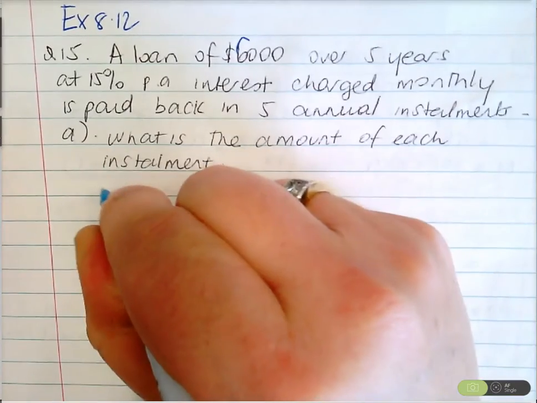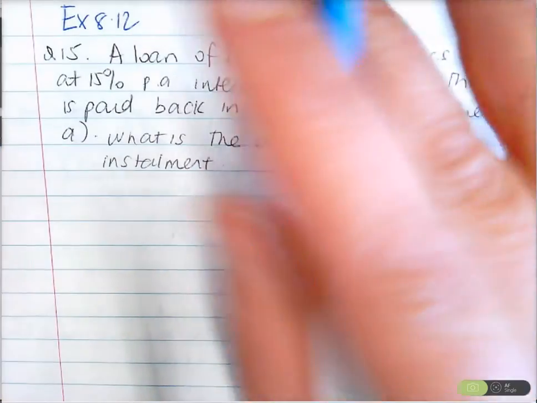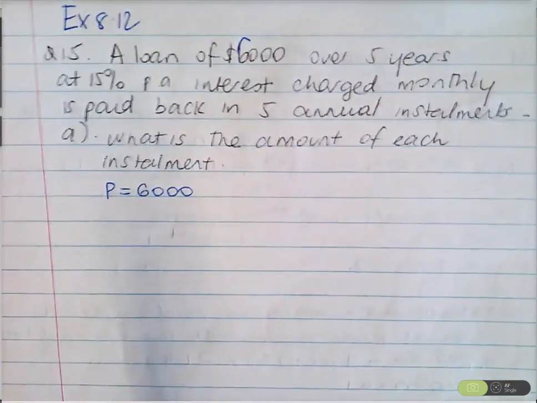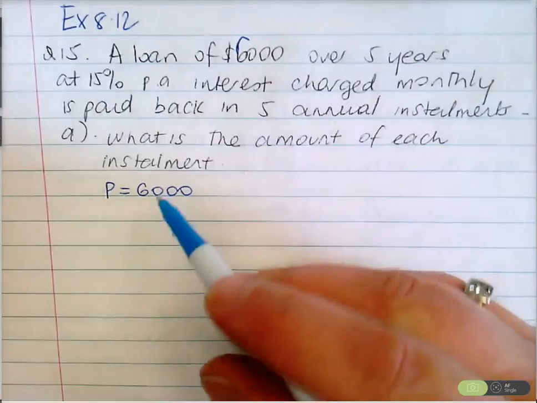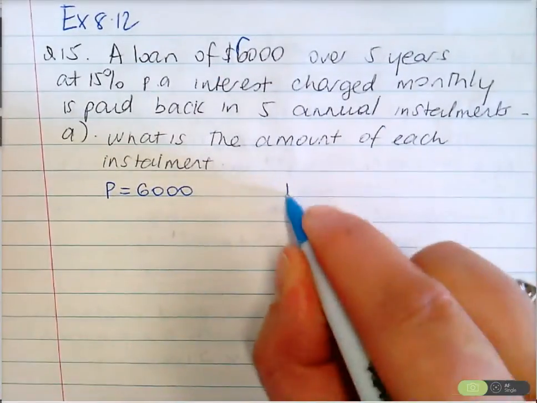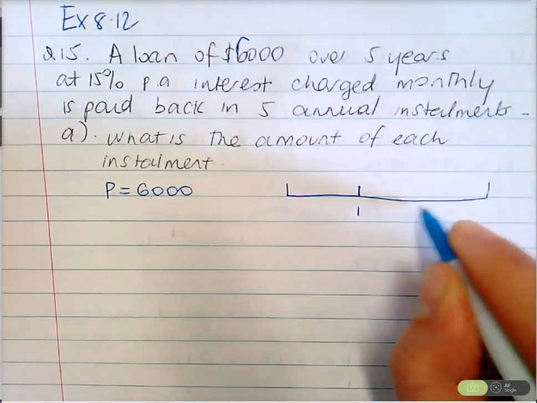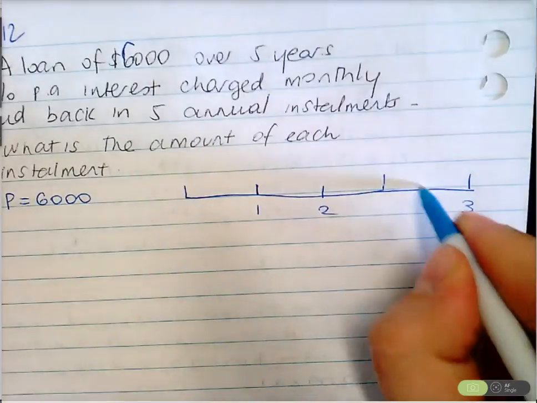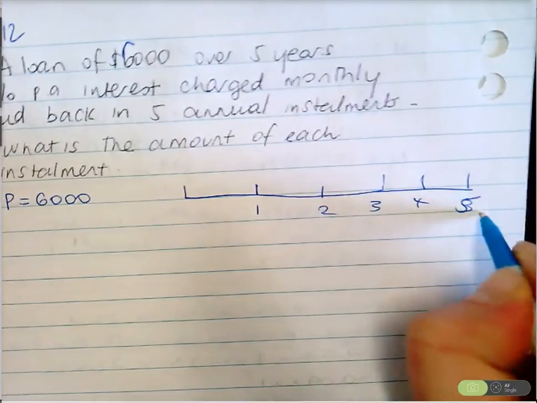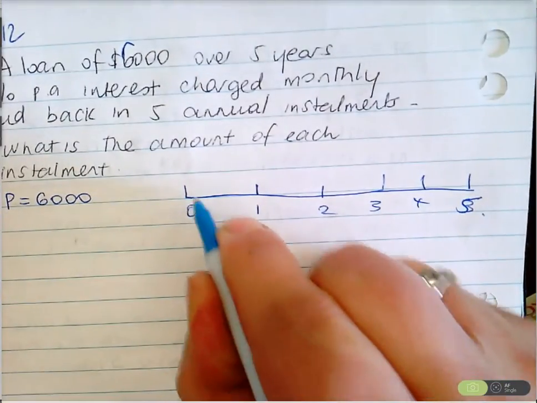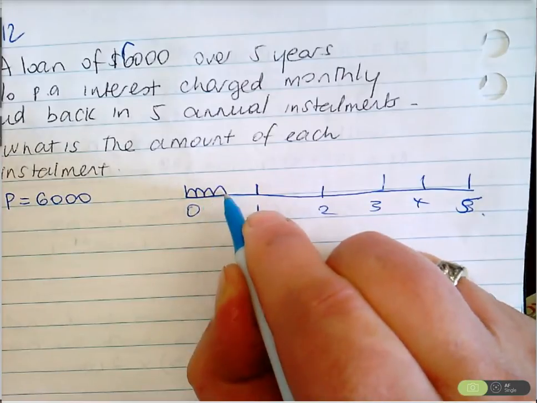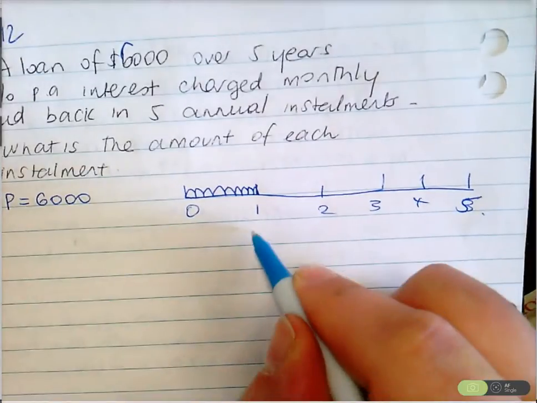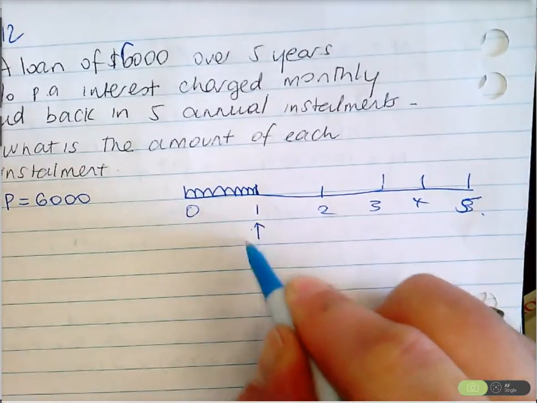So what's going to happen is that you've got your principal of $6,000. Okay girls, so we've got the first year and the second year, etc., all the way up to 5 years. Okay, so 3, 4, 5 years. But the problem is, in this first year, interest is added on at the end of each month. Do you get what I'm trying to say? And then that first repayment is made here.